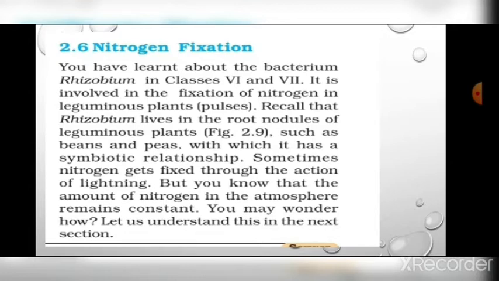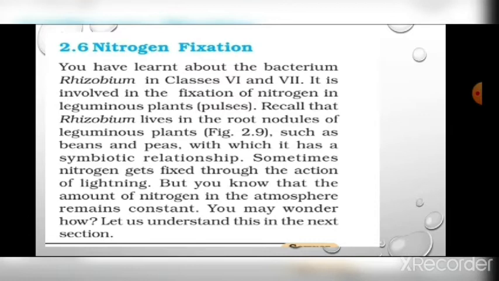When two organisms live together and both are benefited, then this relationship is called symbiotic relationship. In this case, the rhizobium gets space to live and the plant gets fixed nitrogen. So this is an example of symbiotic relationship.